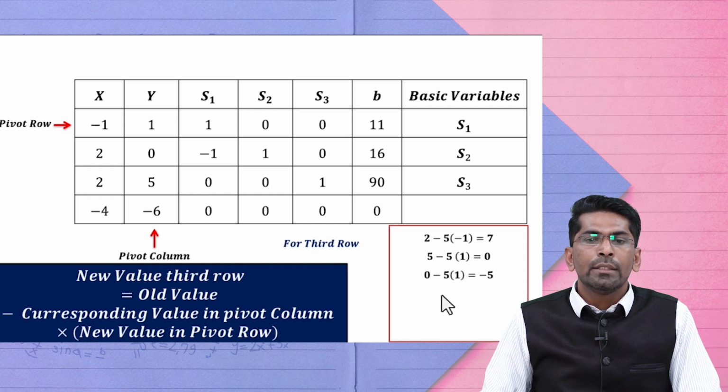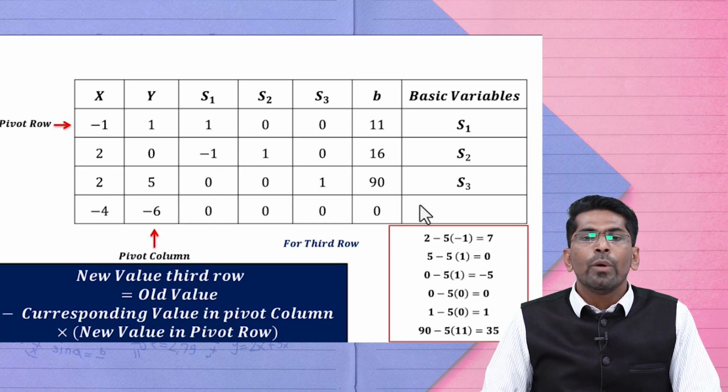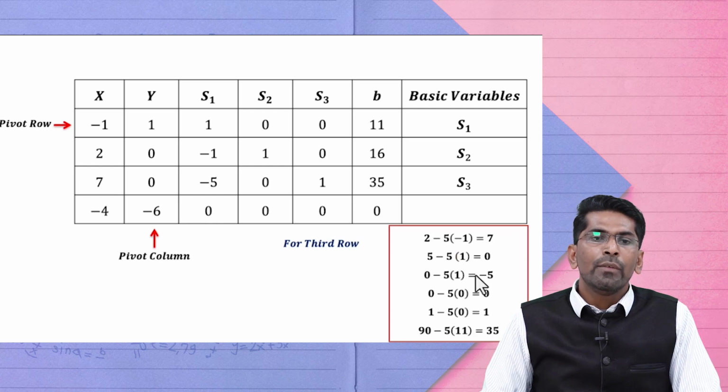Similarly, the third element: 0 minus 5 into the new value, which is 1, so it is minus 5. Then 0 minus 5 into the new value, which is 0, again comes out to 0. Then 1 minus 5 with the new value, that is 0, which is equal to 1. And similarly, the last element: 90 minus 5 and the new value, which is 11, which is 35. So this third row we are going to replace by each element we calculated here. So it will become 7, 0, minus 5, 0, 1, 35.